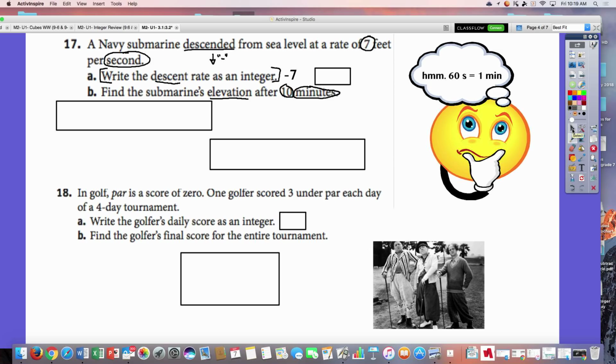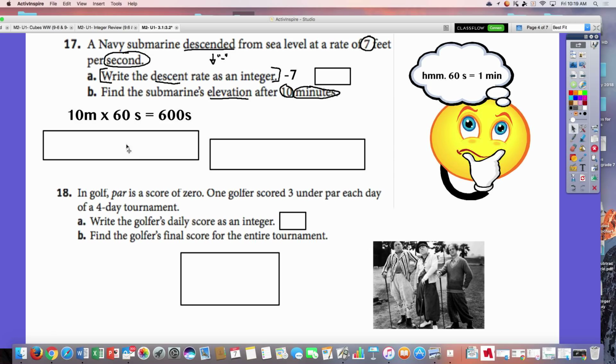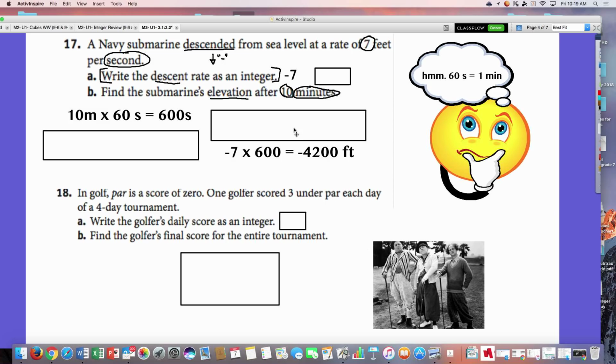Bacon! Welcome back. Man, all this talk about bacon's making me hungry. Find the submarine's elevation after 10 minutes. So first thing I did was get this to seconds. There's 10 minutes times 60 seconds gives me 600 seconds. Then I went and took this 600 times the negative 7, right?